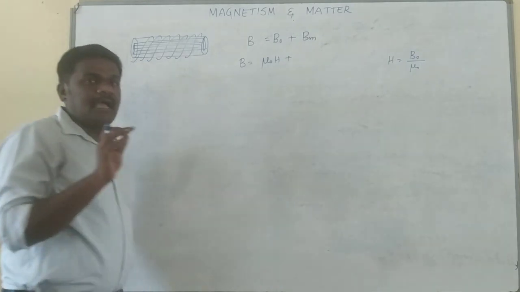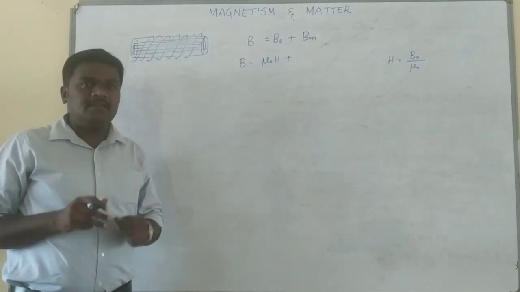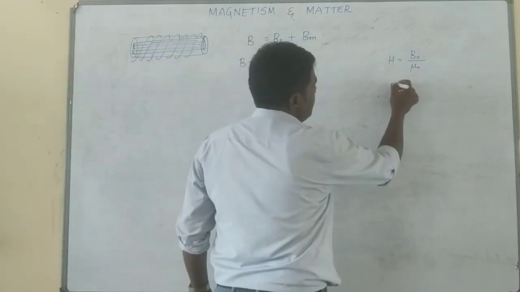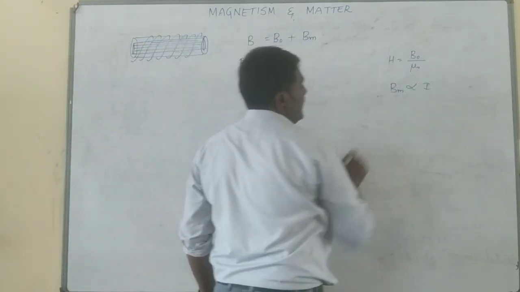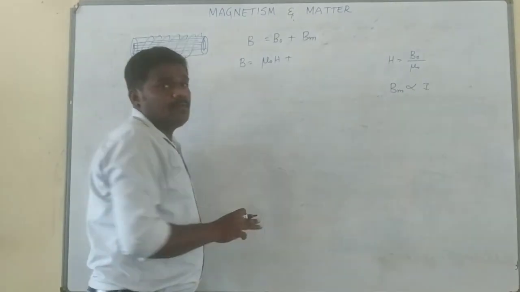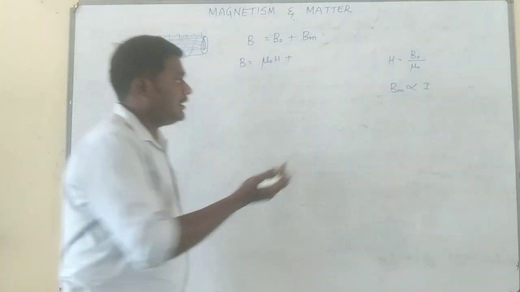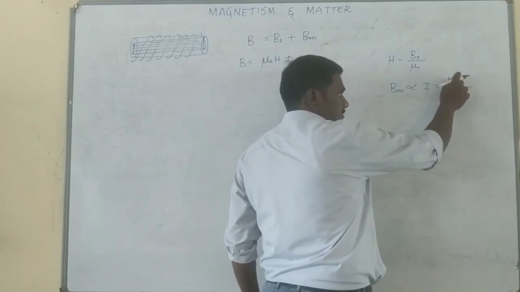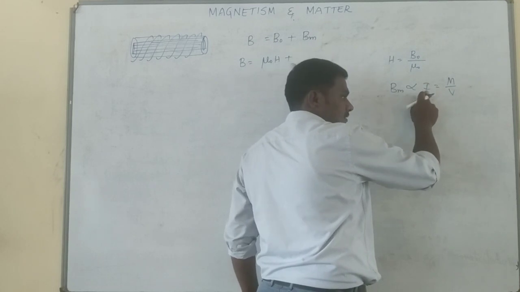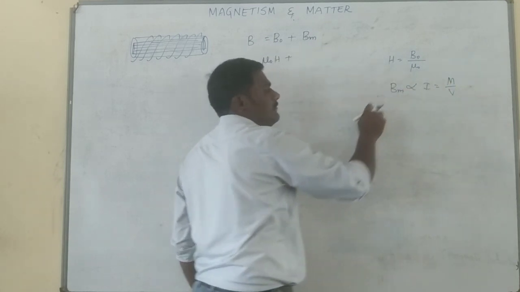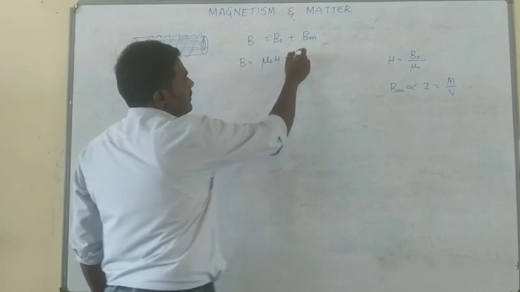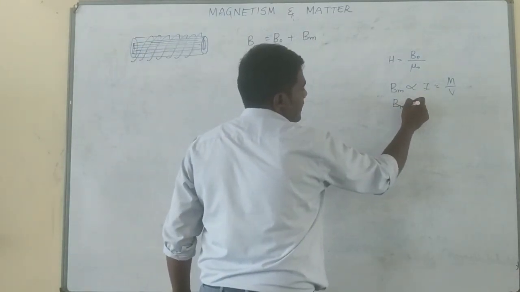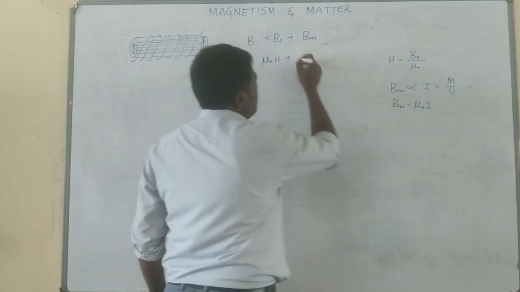Bm, the magnetic field due to the sample, depends upon the intensity of magnetization. Bm is directly proportional to the intensity of magnetization. How much is the intensity of magnetization? That I, I can write as M by V. Higher the magnetic moment, higher the intensity of magnetization, and then higher the magnetic field due to the sample itself. Then Bm is proportional to I. If you remove the proportionality, you get Bm is equal to mu naught I. That I will replace here.